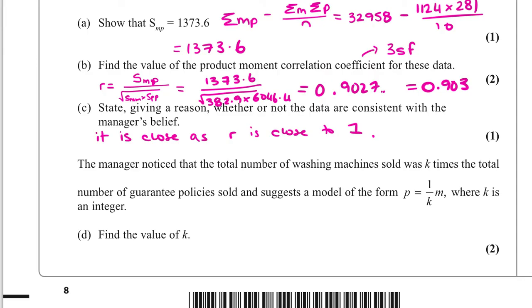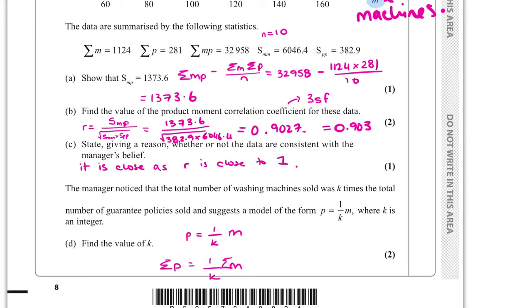Okay, so the manager noticed that the total number of washing machines sold was K times the total number of guarantee policies sold, and suggests a model of the form P equals 1 over K M, where K is an integer. Find the value of K. So I don't know if you remember this from GCSE. This is like when you're given P equals 1 over K M. So we just need some figures. We have the sum of P, right? So we do the sum of P equals 1 over K times M, because he says it's been multiplied by the sum of M. So what do I know then?